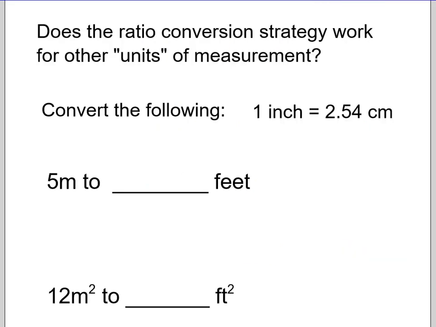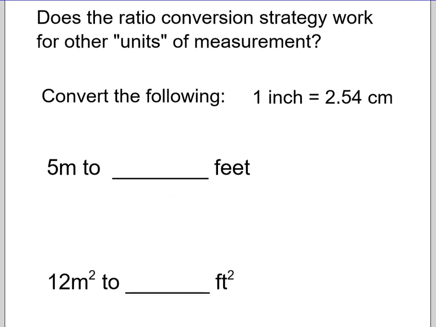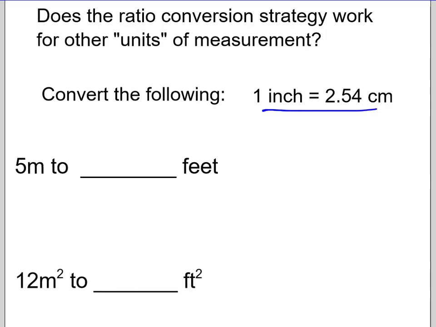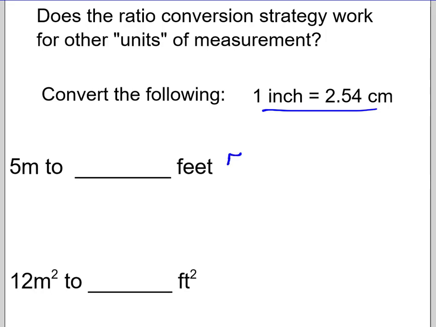Let's go. Does the ratio conversion strategy work for other units of measurement? It works for all measures or measurement units. It works for areas, for volumes, for everything. That's what's really cool about this. So if you were given a new ratio here, 1 inch equals 2.54 centimeters, you could take this from 5 meters all the way to feet if you really wanted to. I'm just going to slide it over a little bit. So I might do something like this.